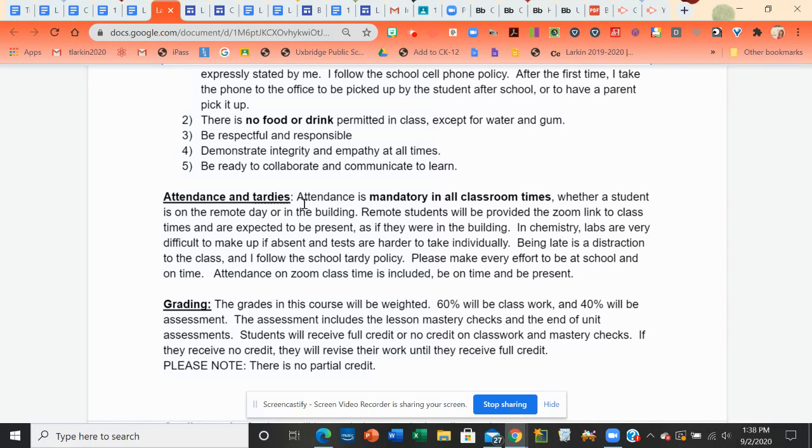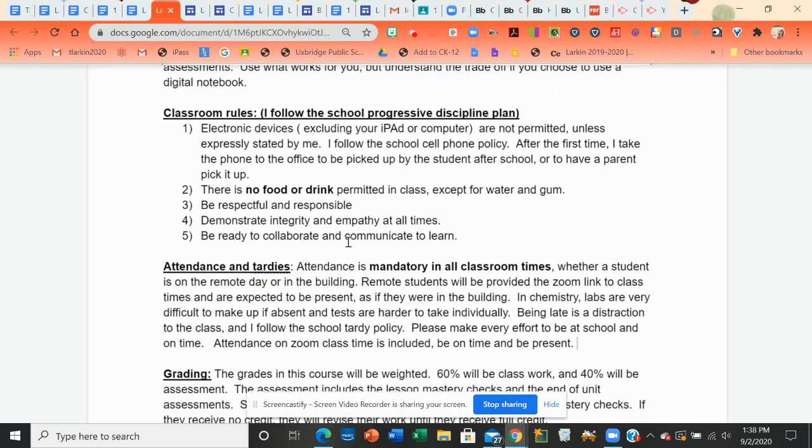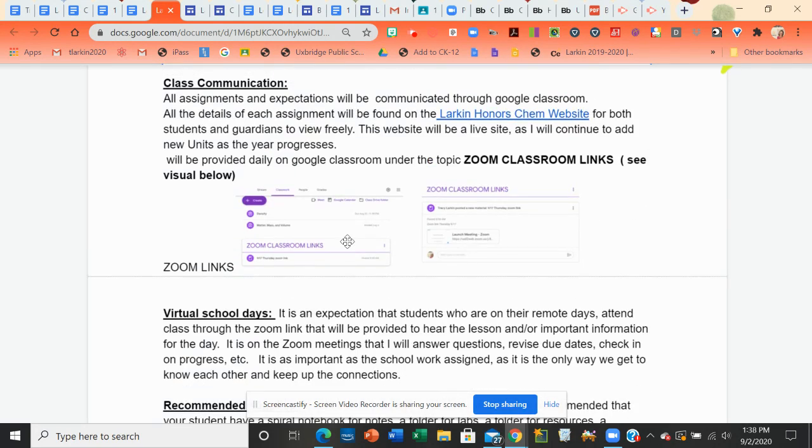Attendance and tardies. I've already talked a little bit about this. Attendance is mandatory in all classroom times. Zoom or in person, it doesn't matter. Whether a student is on the remote day or in the building, you are expected to be there. You will be provided the Zoom link to the class times and are expected to be present. I've already explained to you up here where to find those.